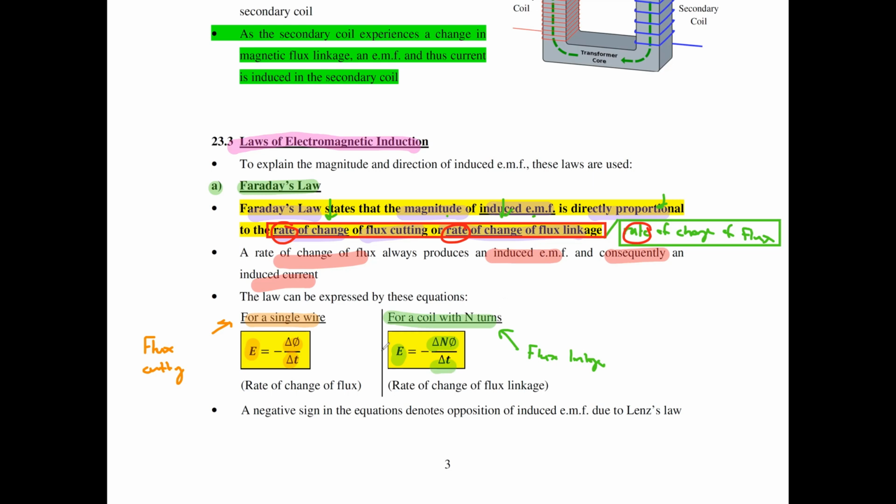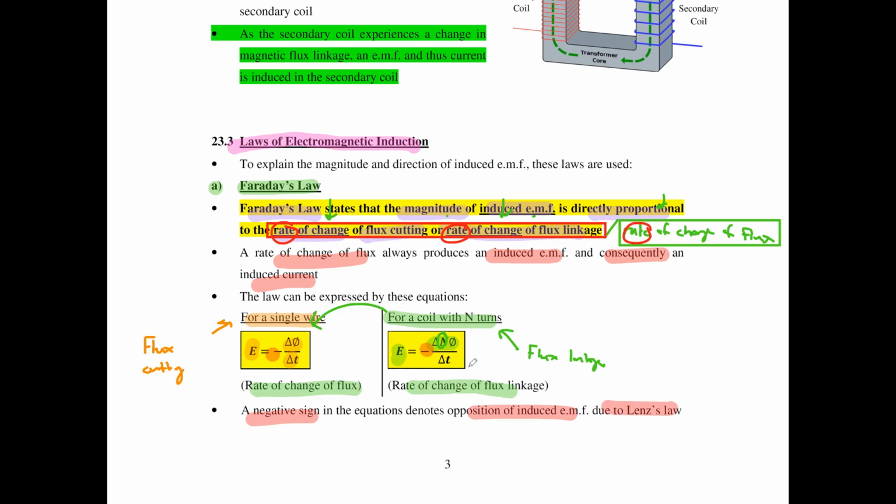The only difference between this equation and the previous one is that you have the N there. When you have the N connected with your flux, it's actually referring to flux linkage. This first equation is talking about rate of change of flux. The second one is rate of change of flux linkage. You will also notice that there's a negative sign in the equation. The negative sign actually denotes the opposition of induced EMF due to Lenz's law.